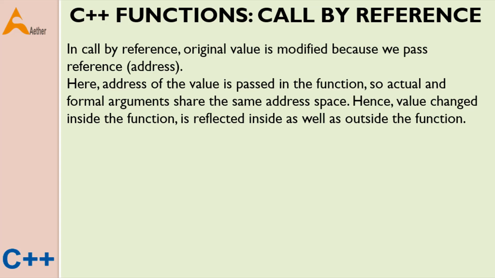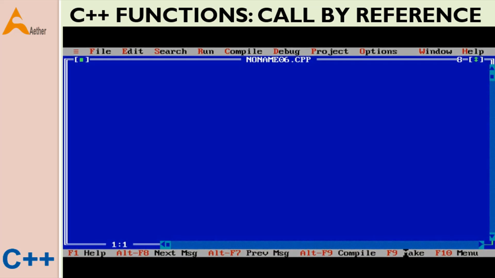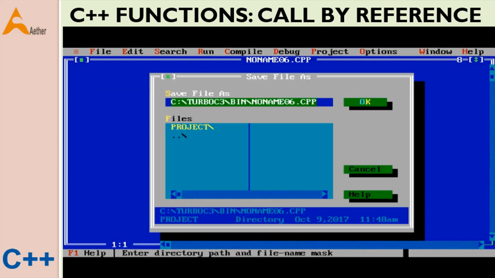To understand the call by reference, you must have the basic knowledge of pointers. Let's understand it with an example. In this example, we are going to do previous call by value program using pointers. Watch the example carefully and see the difference.